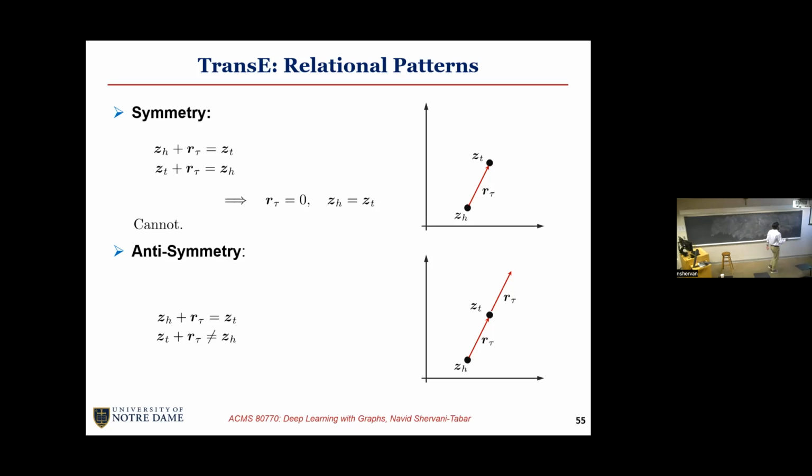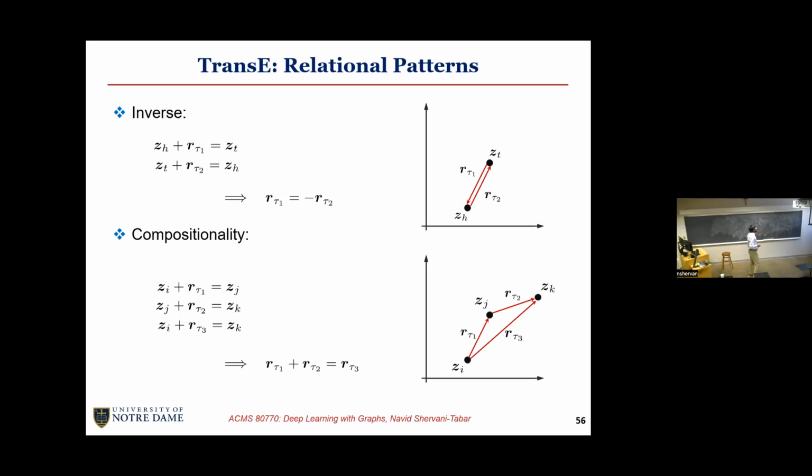We then look at whether we can represent anti-symmetry. We see that yes, we can, because if we have a ZH, we translate it using embedding R tau to point ZT, and then we take our ZT and translate it using embedding R tau, we get to a point which is not ZH. So we are able to represent anti-symmetry using this model.